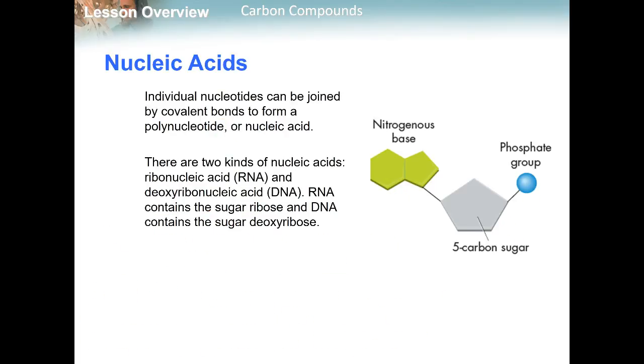So individual nucleotides can be joined by covalent bonds, and when they do, they form a polynucleotide. Again, poly meaning many nucleotides, or nucleic acid. And we already know that there are 2 kinds of nucleic acids. And I just want to write this down. This is a nucleotide. Nitrogen base, one of our nitrogen bases, a double ring in this case, a sugar, and a phosphate group that's present. Okay, we're going to stop here, and we'll get more into the structure of DNA in the next screencast.